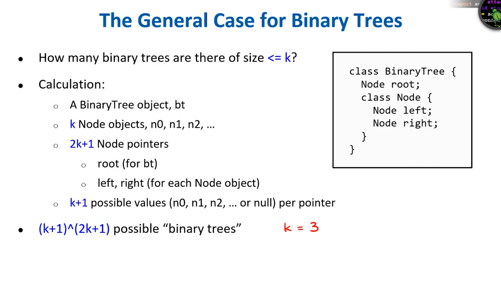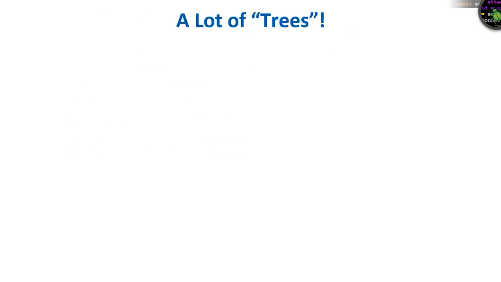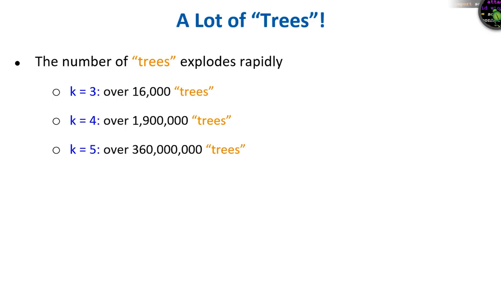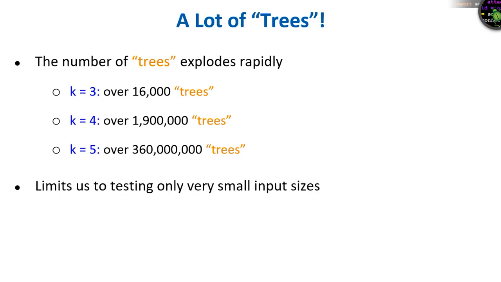We get 4 to the power 7, that is 16,384 binary trees using up to 3 nodes. That's a lot of trees. This quantity grows super exponentially in k. For 3 nodes, we have over 16,000 possible binary trees that can be defined. For 4 nodes, we have nearly 2 million possible binary trees. And for 5 nodes, we have over 360 million possible binary trees. Clearly, this limits us to only very small test input sizes. Is there a way to do better?